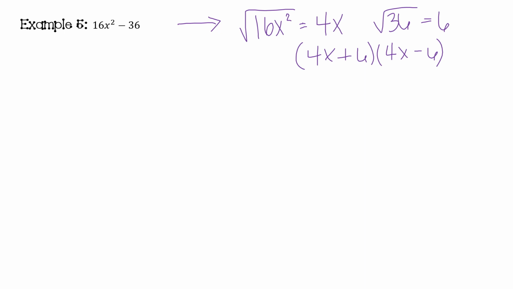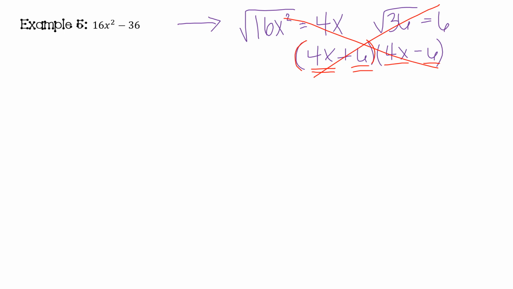Now, what's wrong with that? If I FOILed that, I would get 16x squared minus 36, so it seems correct. However, you cannot have a greatest common factor within the terms in your factor. So the 4 and the 6, because those are both divisible by 2, that's a red flag that I missed a GCF at the beginning of the problem. Here also, 4 and 6, those are both divisible by 2. So this would not be correct, okay?